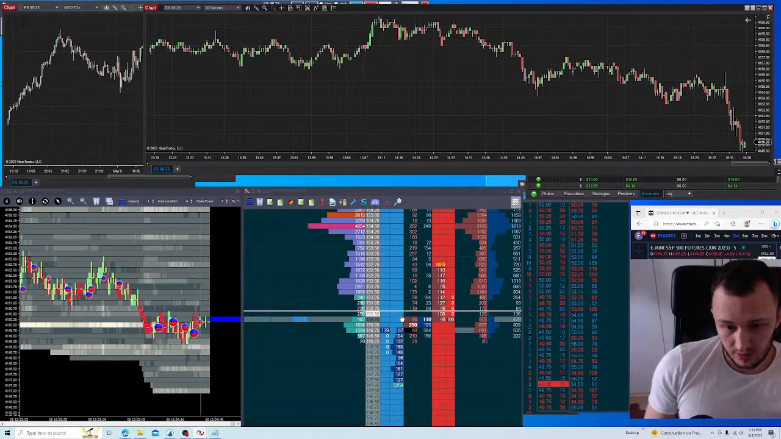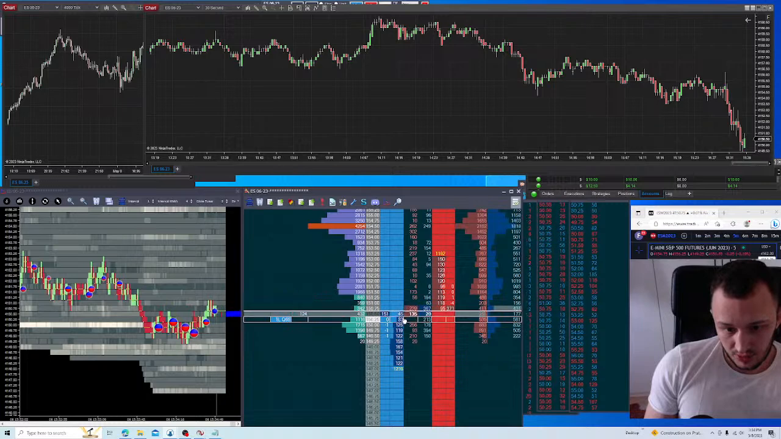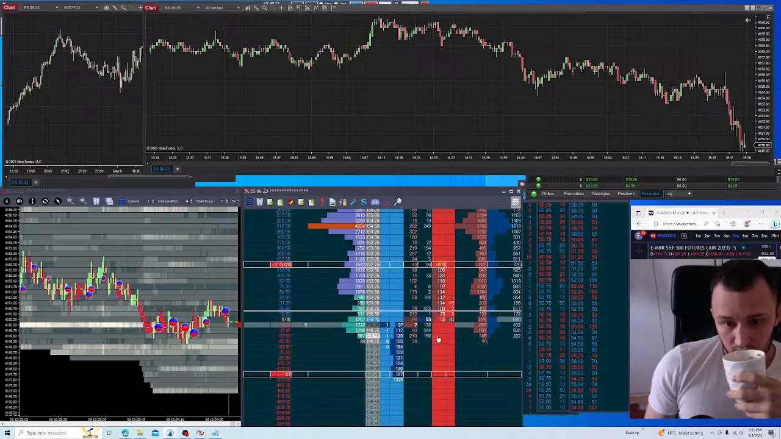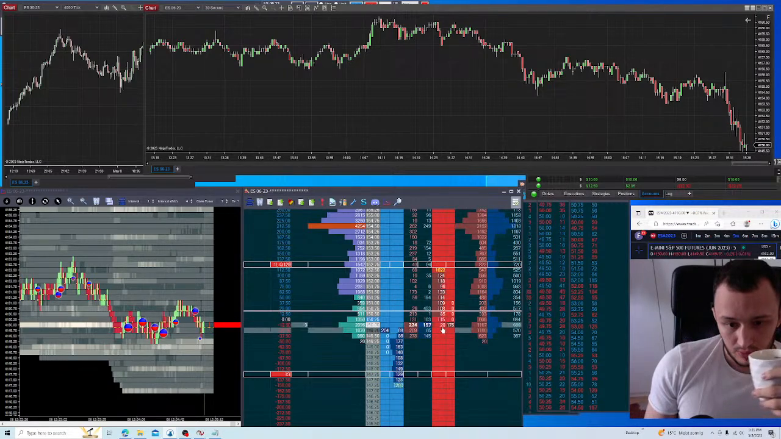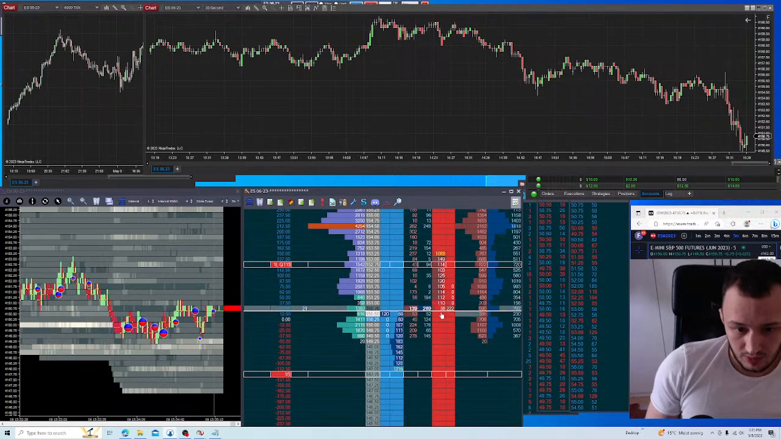We should see a pullback here. I just want to see some bigger buyers commit. Now the bigger buyers are committing. I'm trying to get a fill here. I don't want to chase this. Order submitted. Now we really need to go in order for me to stay in this trade.